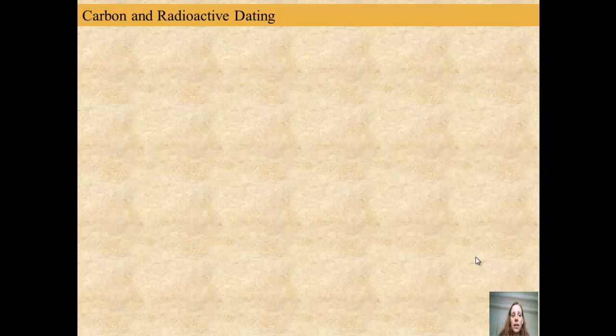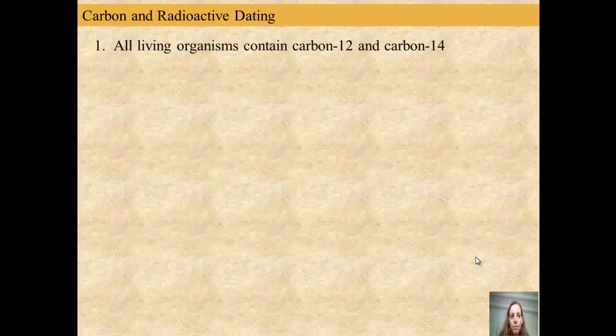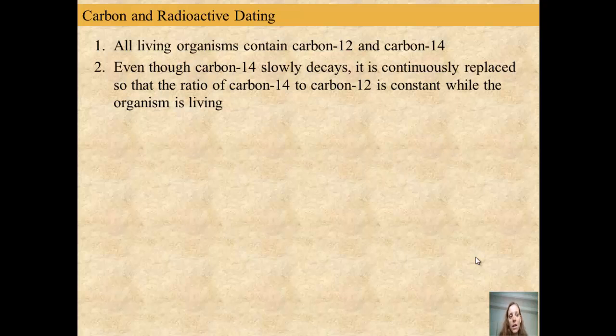So carbon and radioactive dating. Why is this so important? Why are we learning about carbon-14? Because all living organisms contain both carbon-12 and carbon-14. If an organism is on this planet and it's alive, it contains carbon-12 and it contains carbon-14, which is great for archaeologists and paleontologists because they can measure the rate of decay of carbon-14 in order to determine the age of a fossil.